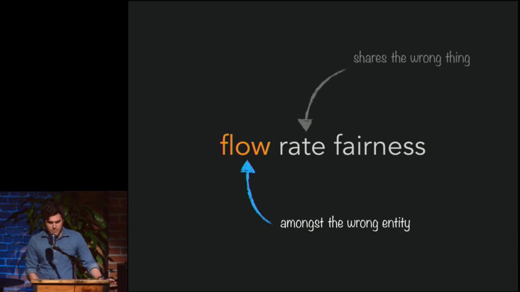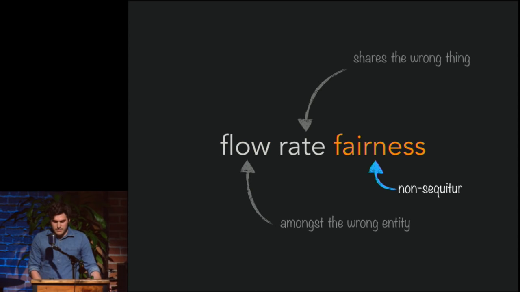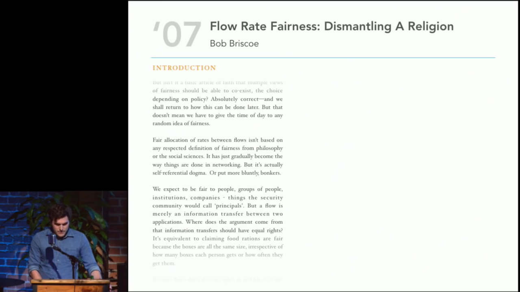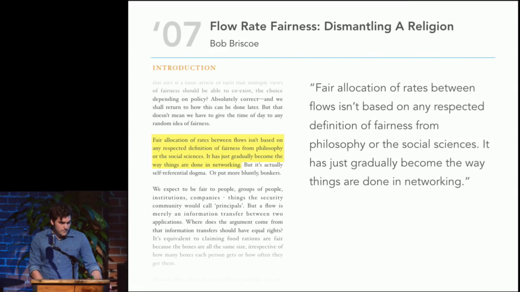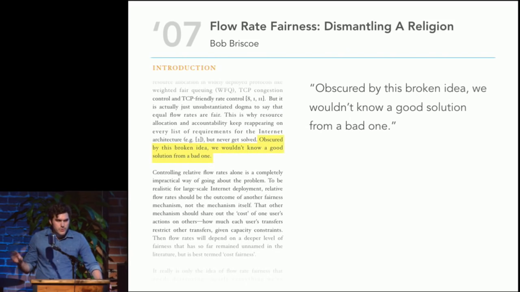And so if you share the wrong thing amongst the wrong entities, well, then by definition, fairness is a non sequitur, right? We incorrectly used fairness in the networking community to signify equality. But fairness in real life, that's not what it means, right? All my best insults come from this paper, actually. It says a fair allocation of rates between flows isn't based on any respected definition of fairness from philosophy or social sciences. It has just gradually become the way things are done in networking. And so the conclusion is, obscured by this broken idea, we wouldn't know a good solution from a bad one.